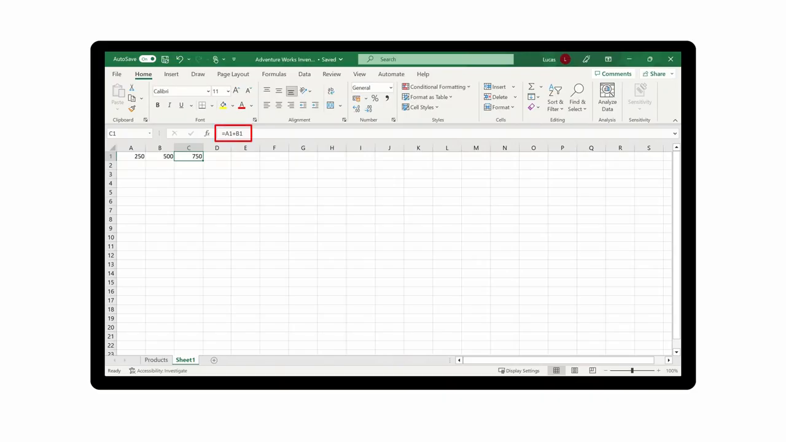All formulas begin with an equal sign. It is then followed by a calculation or function. Formulas can contain numbers or cell references. For example, this formula instructs Excel to add the values in cells A1 and B1. Excel usually reads the formula from left to right.